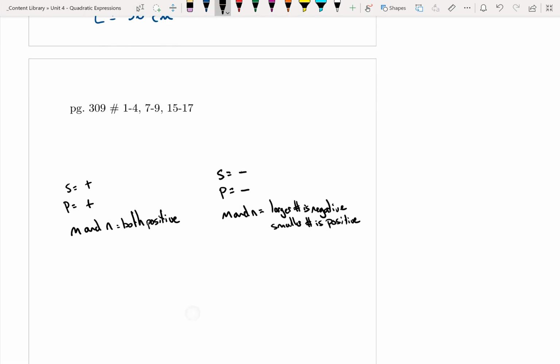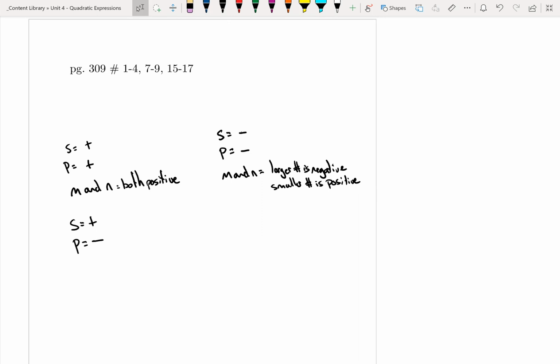And lastly, for our product and sum, if the sum is equal to a positive number and the product is equal to a negative number, then m and n, the larger number is positive, the smaller number is negative. So that's just something to help you figure out what your m and your n values are.